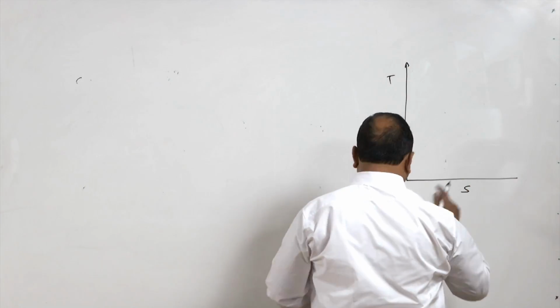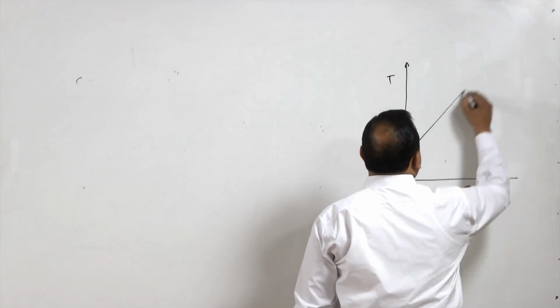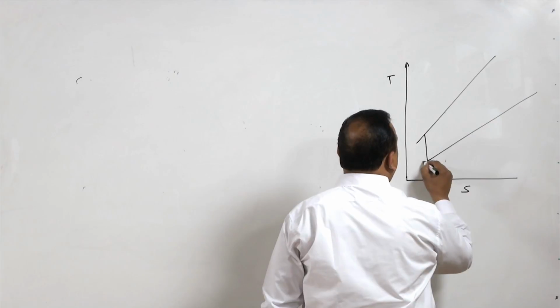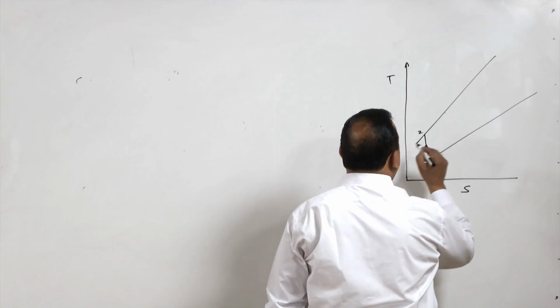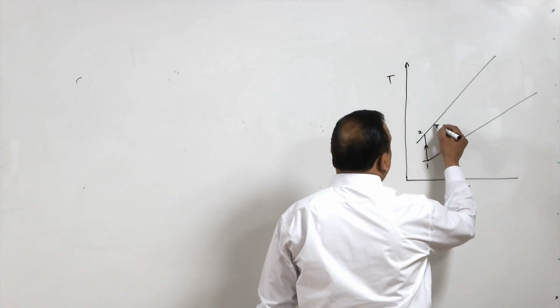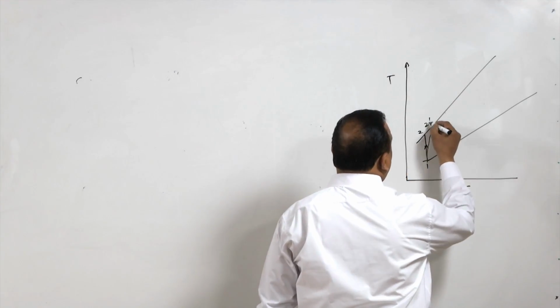Temperature entropy diagram. So, state 1 to state 2, and it has certain isentropic efficiency. So, definitely the compression is not isentropic. So, you will be getting 2 dash.